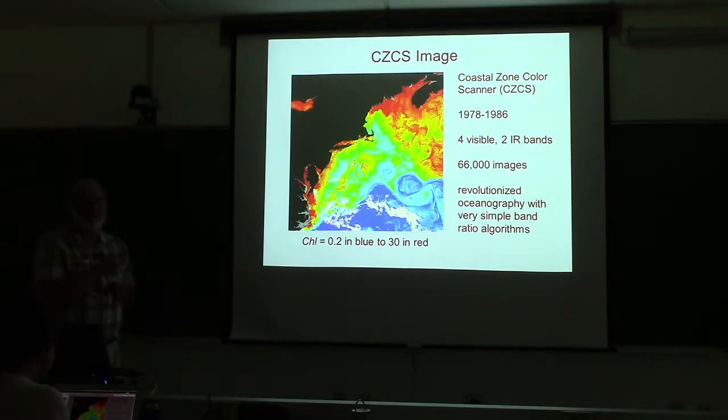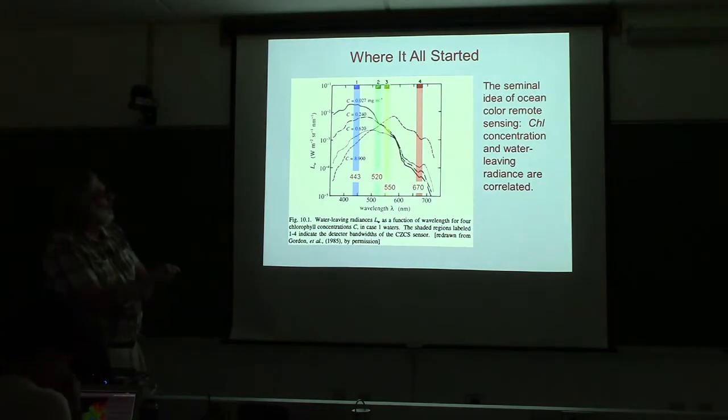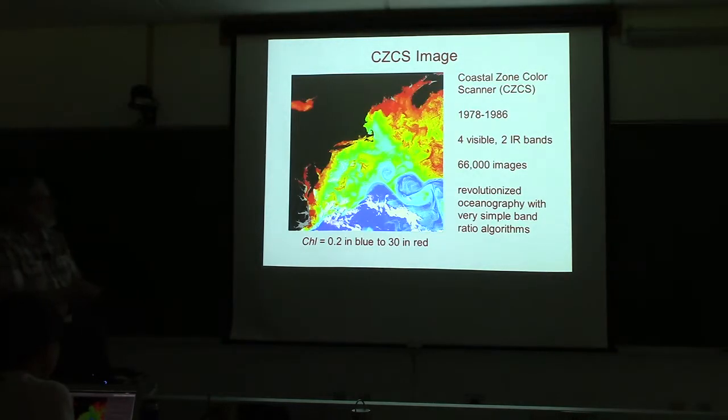Yeah, Catherine, another question? Yeah, the four visible bands are these four right here, 443 out to 670, and then there were two more in the infrared that they used for the atmospheric correction.